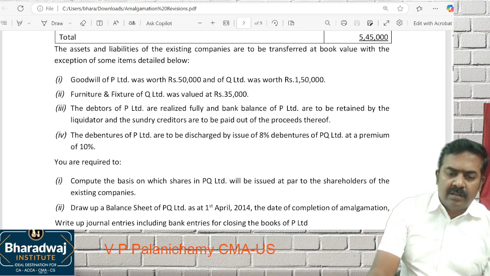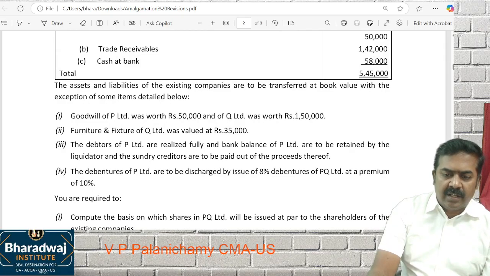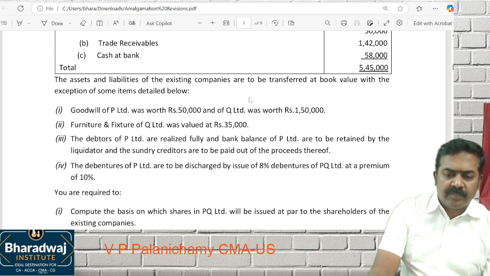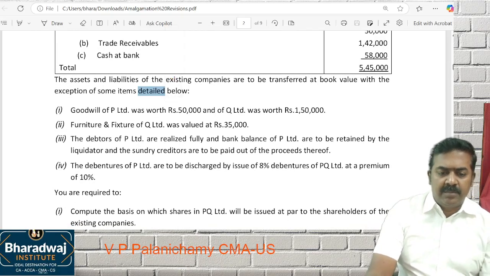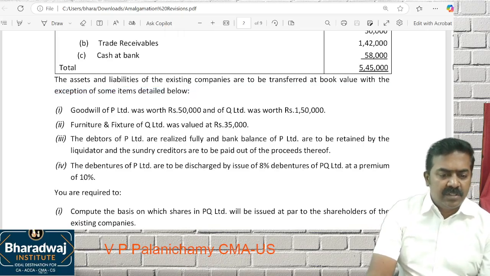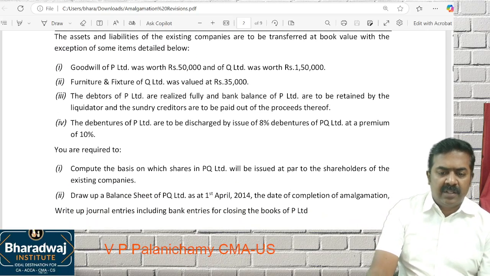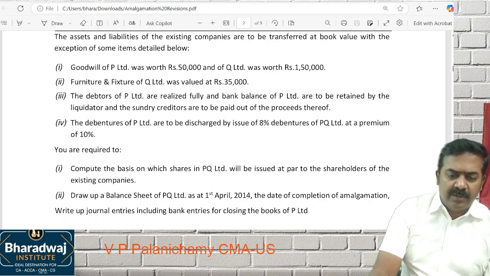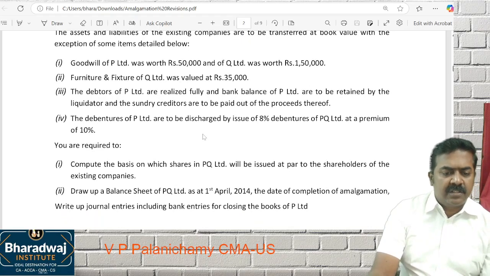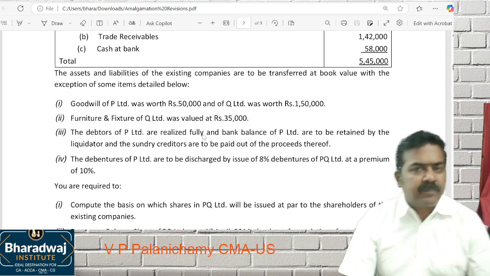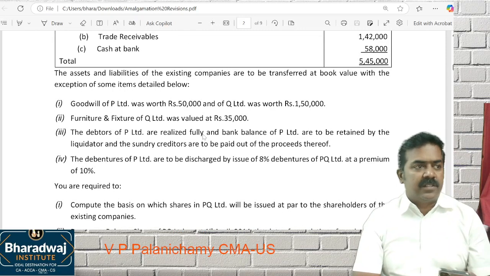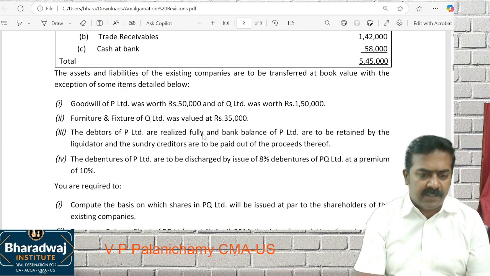We are given the book value of assets. Assets are taken over at book value, except the items detailed below. Goodwill is revalued, furniture is revalued, debtors is revalued, debentures are changed. Is it merger or purchase? Purchase. Amalgamation in the nature of purchase.